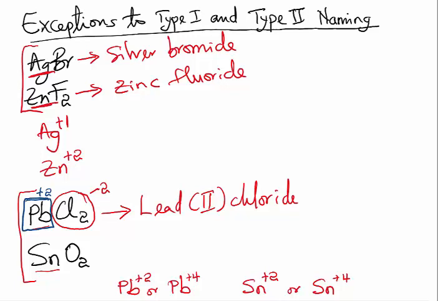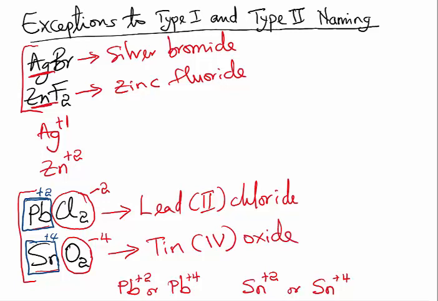Also, in SnO2, we have 2 atoms of oxygen, and each oxygen atom has a charge of -2, so the total negative will be -4. And that means that the total positive must also be +4. So if we want to name this compound, we will have to name it as tin(IV) oxide. We will need to specify which charge we're talking about.